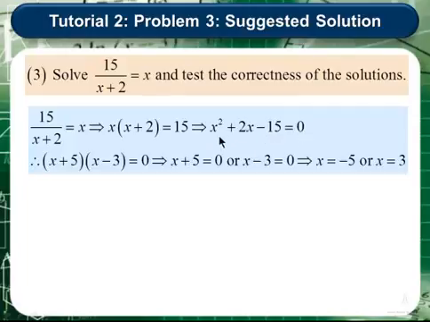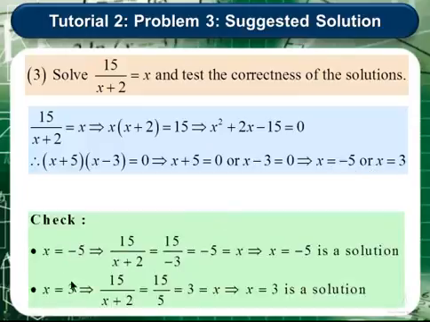Now if we apply the trinomial factorization on the left as before, we have the product of the two linear factors, x plus 5 and x minus 3 is equal to 0, which means either the one factor or the other factor is 0, which gives us the two possible values for the roots of this particular equation, namely x equal to minus 5 or x equal to 3.